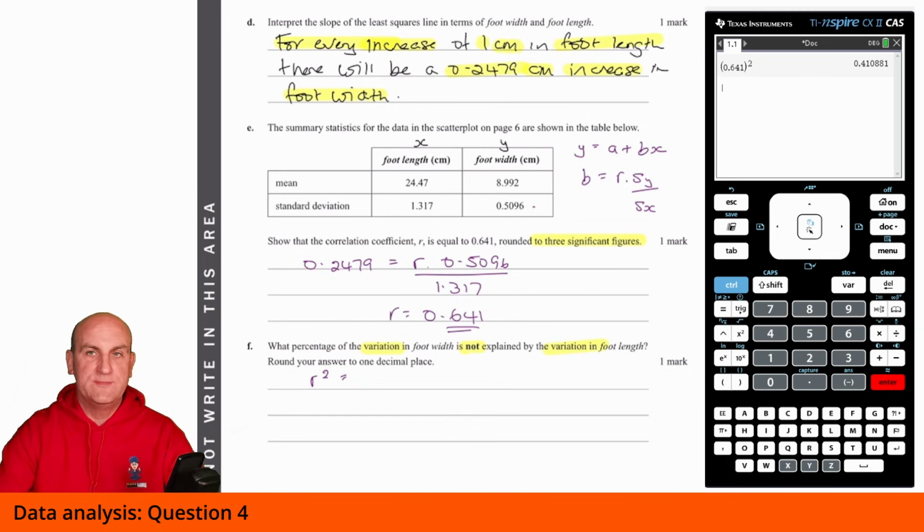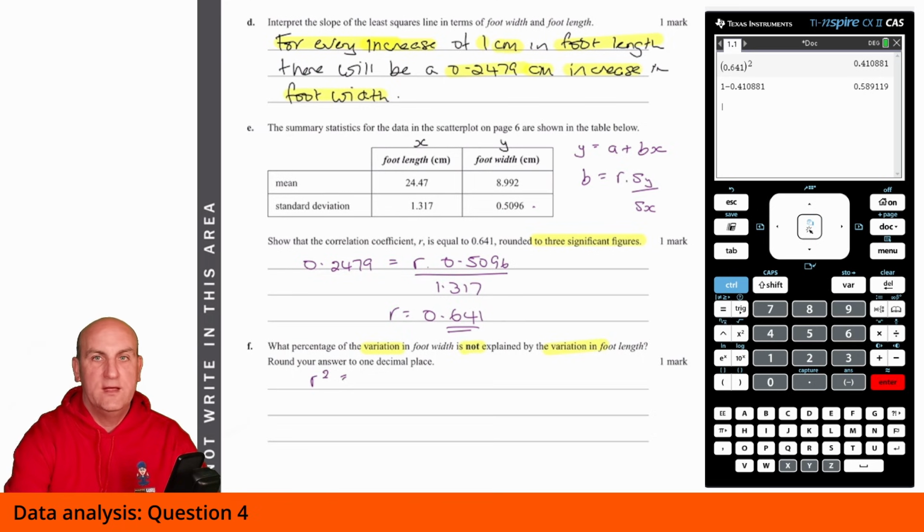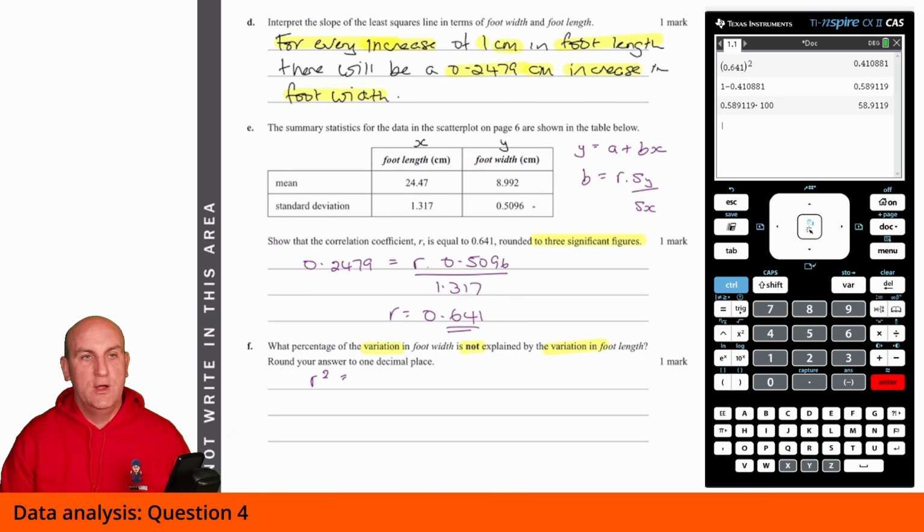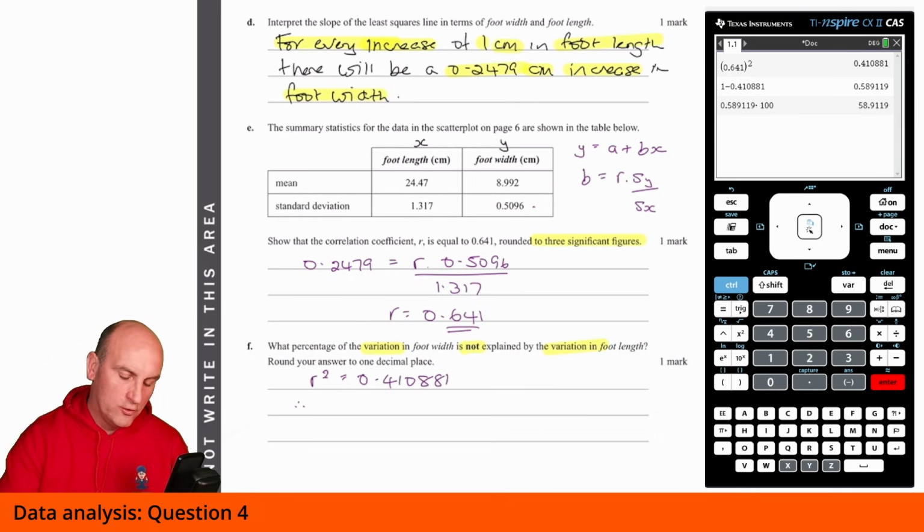Now, it's not explained. That's the percentage that is explained. I'm now going to do 1 minus my answer, which gives me that one there. And I'm going to times that by 100 to get it into percentage. So, round your answer to 1 decimal place. Let's go then. I should probably write my R squared value down as 0.410881. And therefore, percentage is equal to 58.9% not explained. Ka-ching.